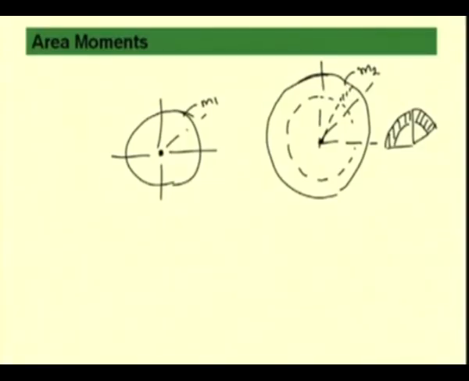So, in order to quantify this, we have to take the second moments, which will take care of this distribution of the mass. And in this context, we will study determining the area moments, and later on we can extend this discussion to determine the second moments for mass, or what we call the moment of inertia of mass.